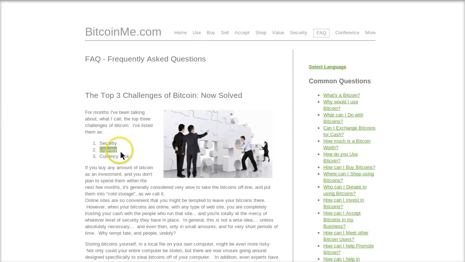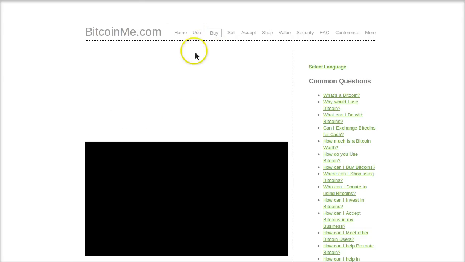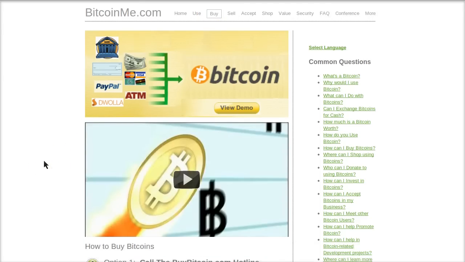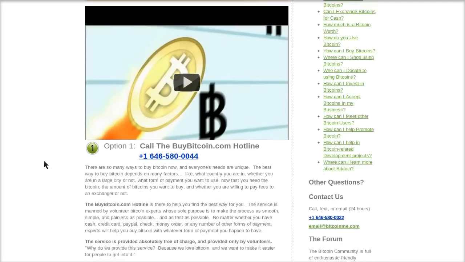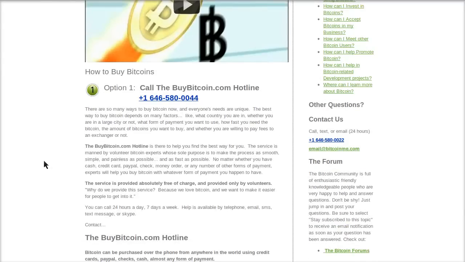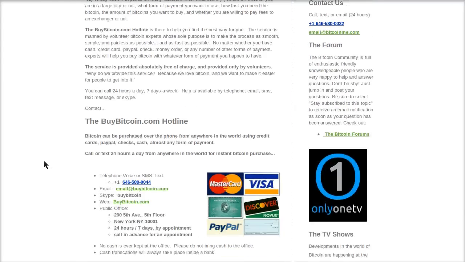Liquidity is the second challenge, and that's probably the biggest challenge, the most difficult to solve. That means that it has to be super easy to buy and sell for cash, and also to be able to shop for a wide array of products and services. So liquidity, I think, is being solved by this new project that we have started. If you go to bitcoinme.com and click on the Buy tab, you're going to see a video that we created that describes in detail this new project called the buybitcoin.com hotline.